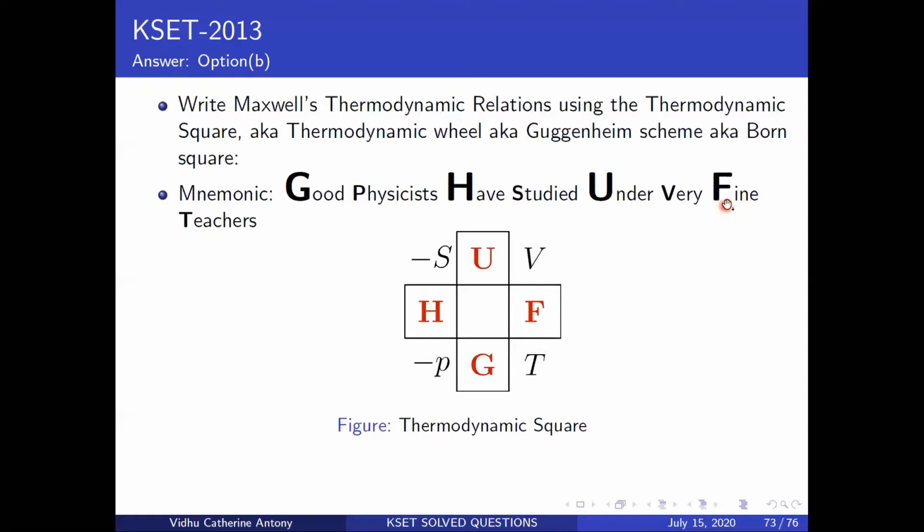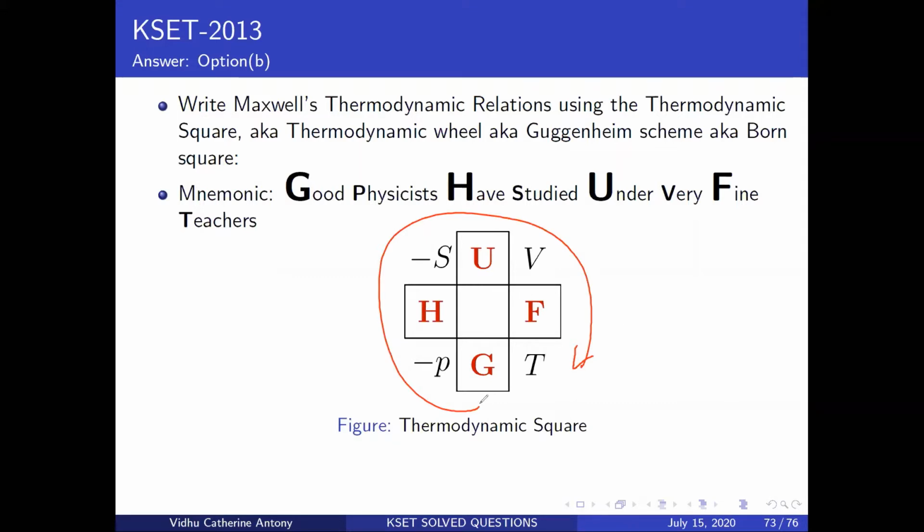And it's denoted by your F. Okay. So you're going to go and write these in a clockwise manner. Okay. From here to here. Okay. So good physicists have studied under very fine teachers. That's how you're going to go. Okay. So now these are your potentials. These are your state variables.